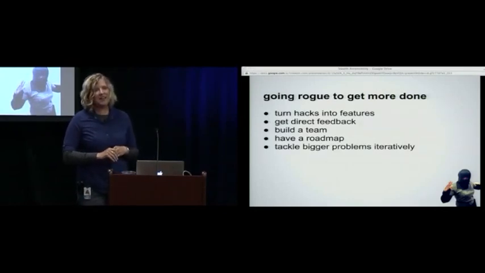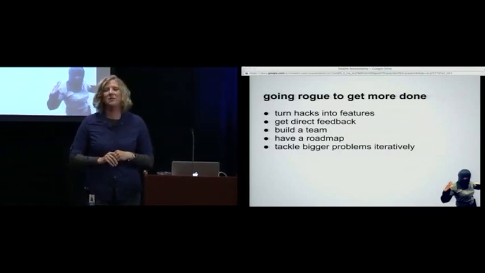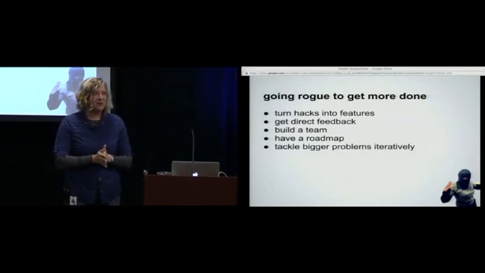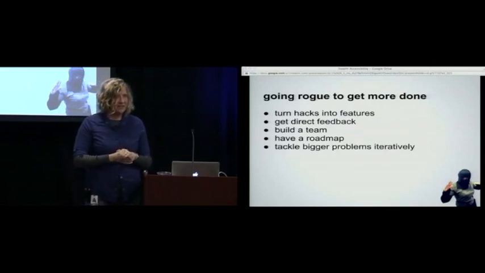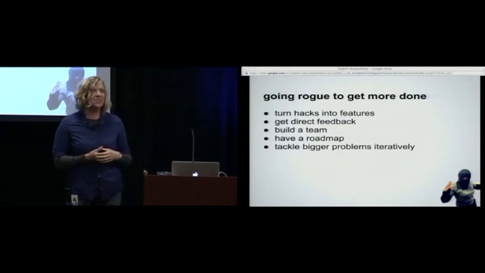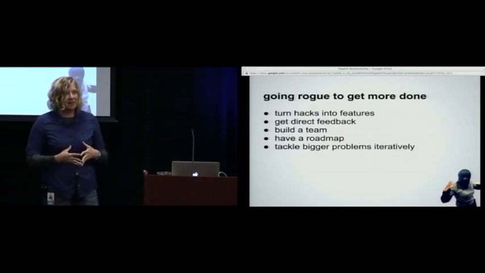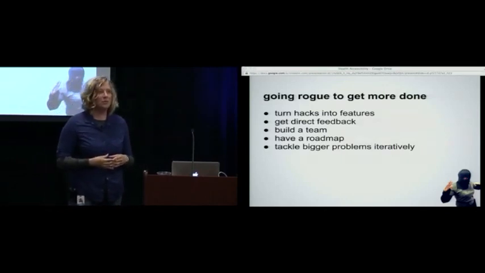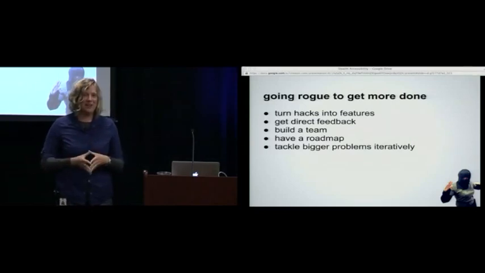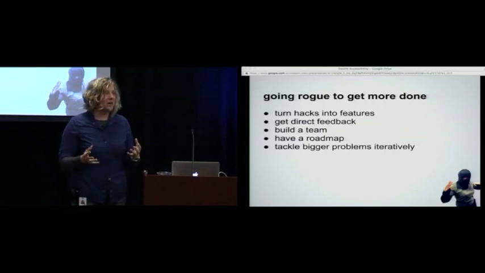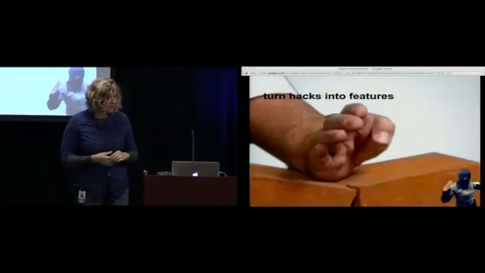So once we kind of got past the very beginnings of the beginning, we started to think about what's next for our accessibility initiatives. And so these are some things that we've taken as next steps. So taking the Hack Day project and turning it into an actual feature, getting feedback from our users to help improve the site, building a team of folks who can help do these things because many hands make light work, having a roadmap just so we understand where we're trying to go and how we're going to get there, and then tackling bigger problems iteratively. These are some things we've been doing.